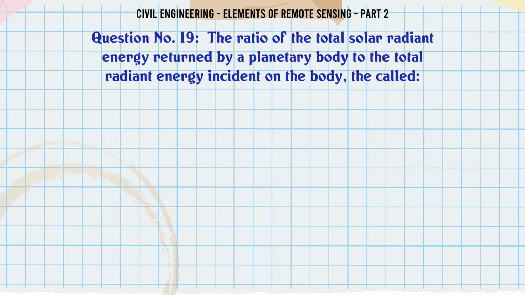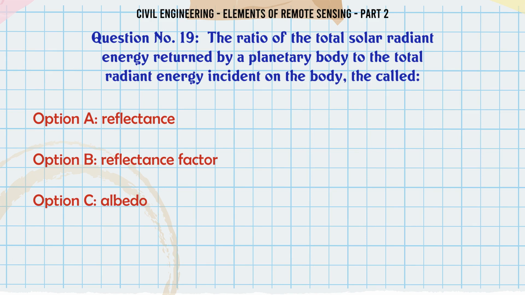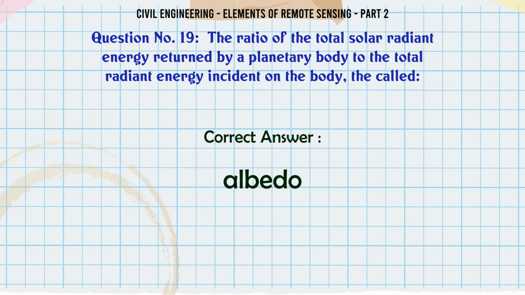The ratio of the total solar radiant energy returned by a planetary body to the total radiant energy incident on the body is called A. Reflectance, B. Reflectance factor, C. Albedo, D. None of these. The correct answer is albedo.